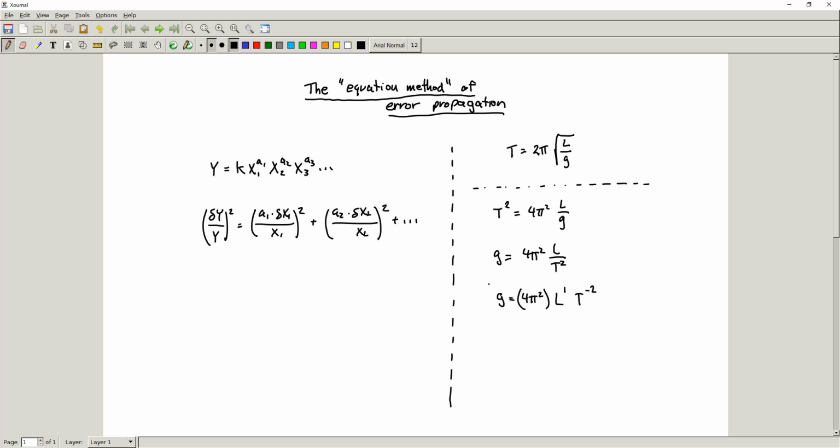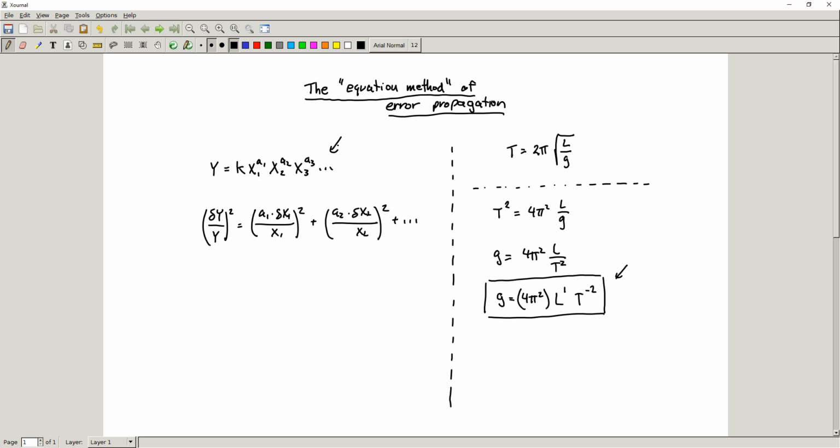So this is the equation that's going to be the easiest for us to work with to apply this equation method. Okay? And so if we look at this equation here, it looks a lot like this equation up here, right? It's just an equation that has a number of variables to some power.